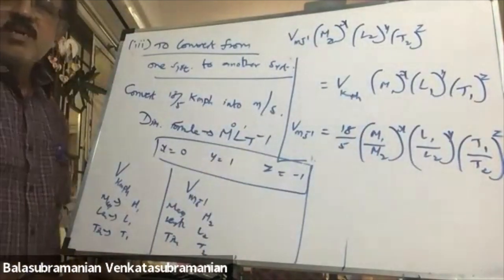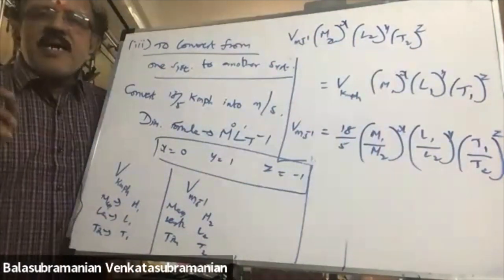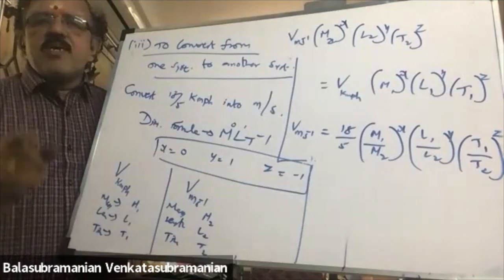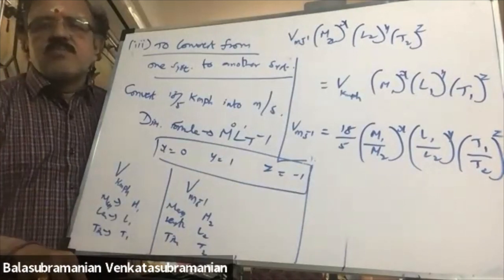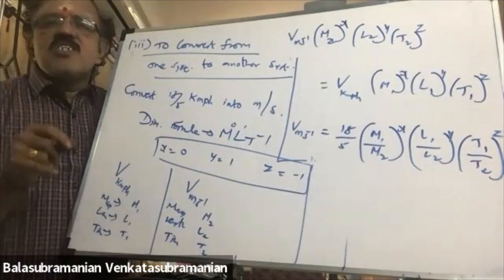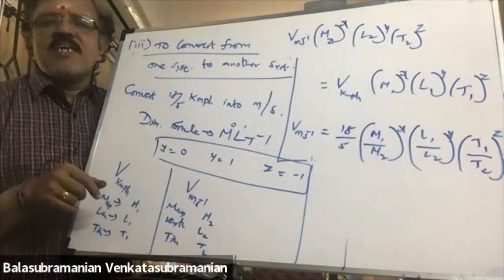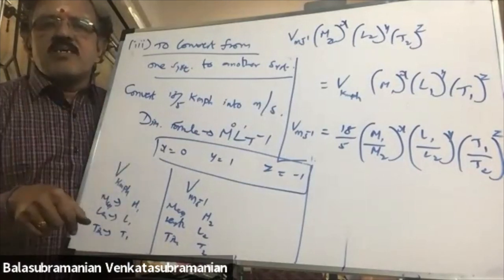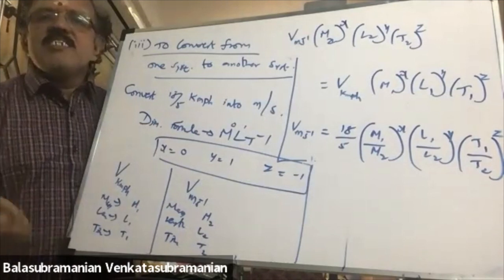Simple. Any question to be calculated: convert 76 centimeter of mercury into SI units. Gravitational constant G is equal to 6.67 into 10 power minus 11 Newton meter square per kilogram square. Convert into CGS unit.